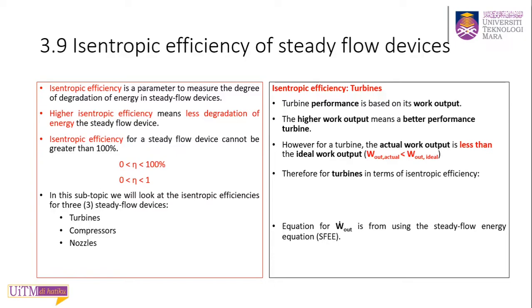Now, let us look at the first isentropic efficiency, which is for turbines. Now, we know that turbines are work-producing devices. The higher the amount of work output, the better the performance of a turbine. Unfortunately, for turbines, actual work output is less than the ideal work output. Therefore, the isentropic efficiency for a turbine can be written as follows. The term for work output in the equation, W dot out, is obtained from using the steady flow energy equation.